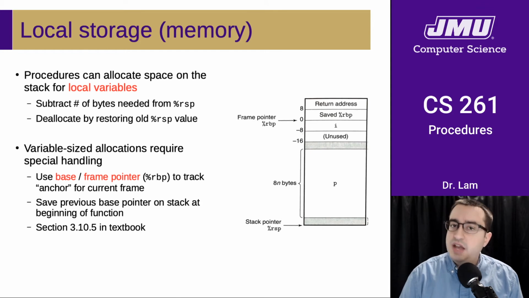If you don't know exactly how much space you need when you're programming the function, then you're going to have to introduce some mechanism for tracking the old location of the stack pointer before you adjust it. And it's common to use RBP, which stands for base pointer, as sort of an anchor for the current frame. And so if you have a variable number of bytes that you want to allocate inside of a function, then this is the most common mechanism for doing this.